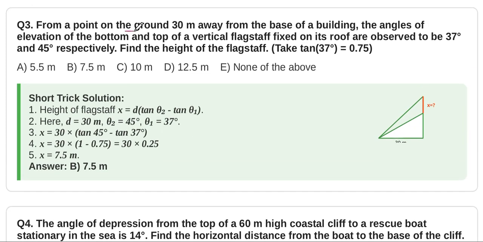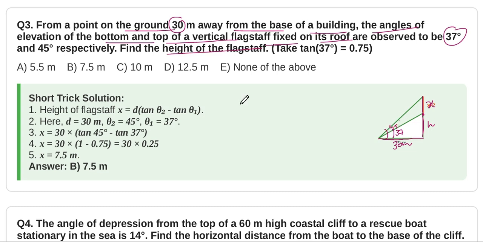From a point on the ground 30-meter away from the base of the building. Okay, so let's say this is a building, and from 30-meter away from the building, the base value is given, 30-meter. Angle of elevation of the bottom and top of the vertical flag staff fixed on the roof. Let's say this is the height of the building h, and on the building one flag is there. The height of the flag, let's say x. The angles of elevation are given, 37 degree and 45 degree. Both the angles are given. So find the height of the flag staff.